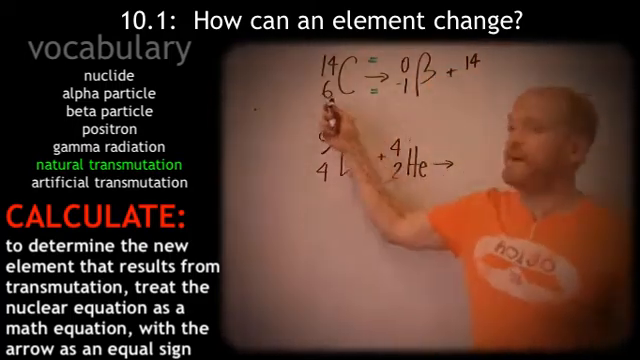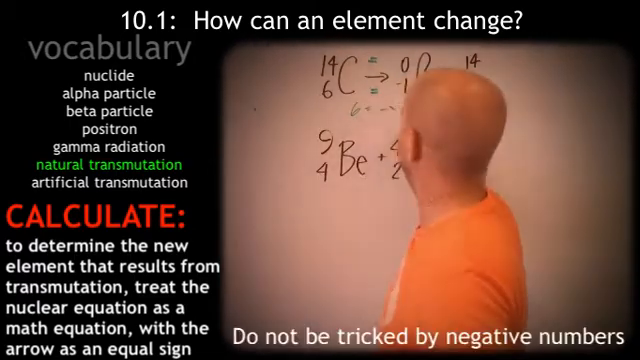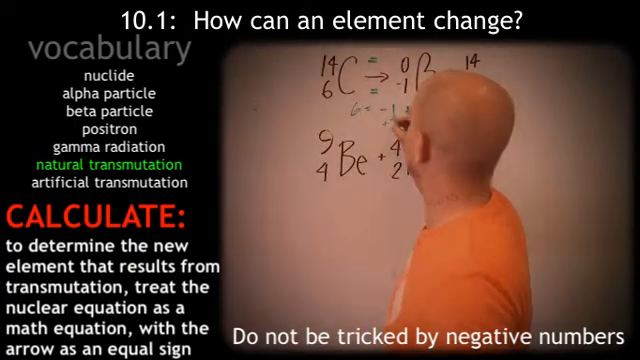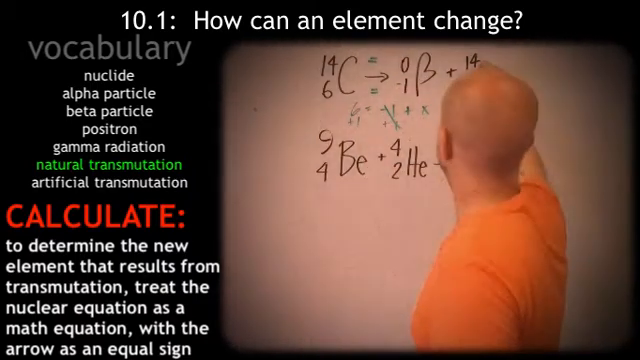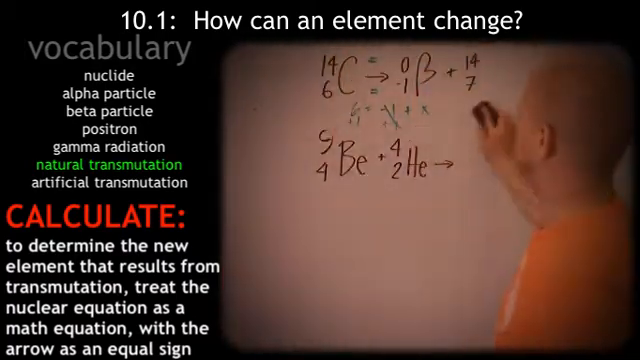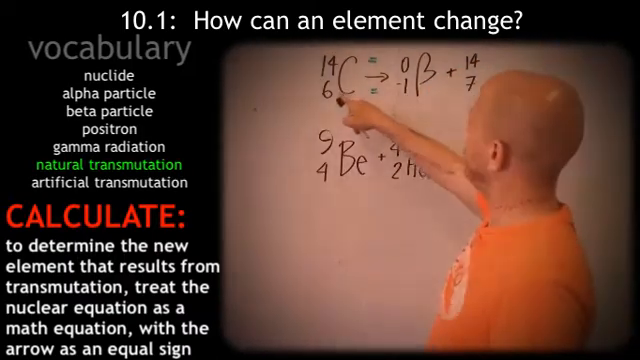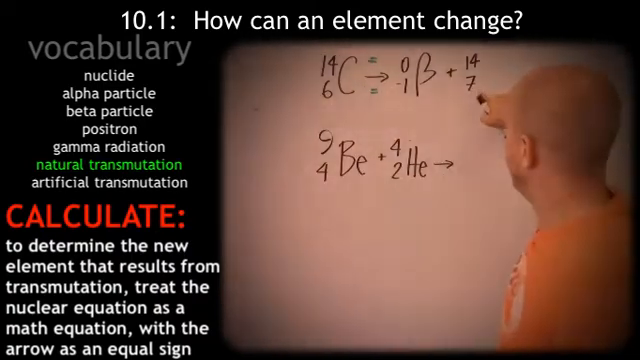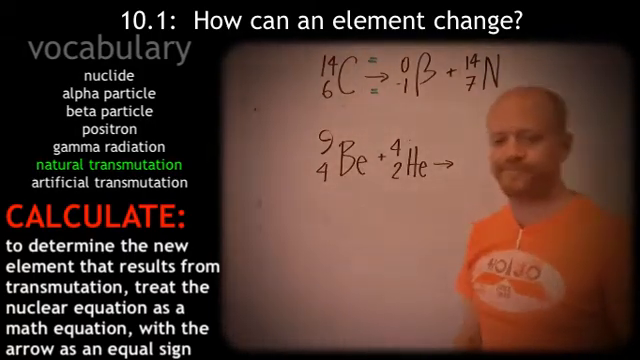Now this next one, we have 6 equals, and I'm going to write this one out. 6 equals negative 1 plus x. What I'm going to do is add 1 to both sides, cancel that out. 6 plus 1 equals 7. So, in our natural transmutation of carbon-14, in other words, the decay of carbon-14, I'm going to get it changing into a new element. I look in the periodic table, find out which one has the atomic number of 7, and I notice that is nitrogen.